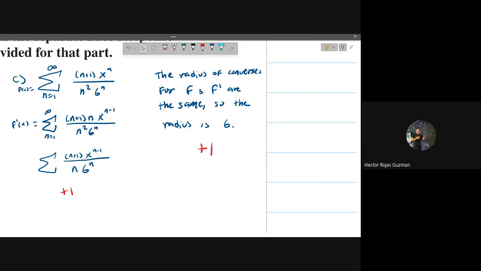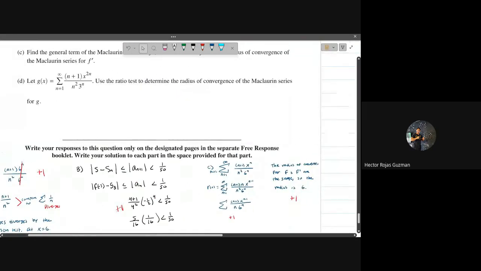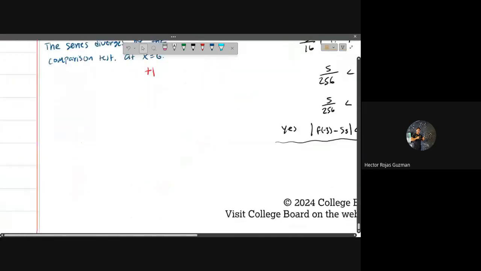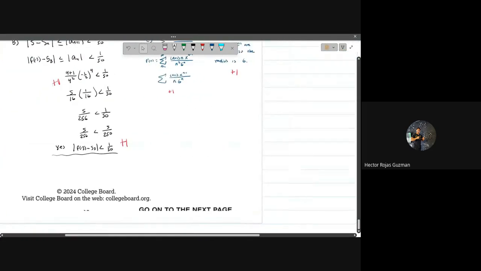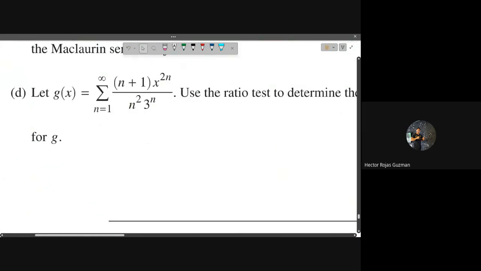Okay, the last part. The last part takes the most work. Let g of x equal that. Use the ratio test to determine the radius of convergence. This series is a little bit different than the original one, so you just gotta run through the whole test yourself. So, oh man, I'm kind of running out of space. I'll try to do it here. Okay.